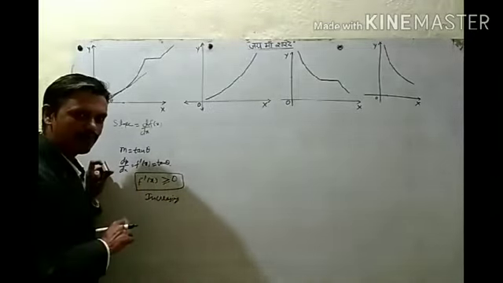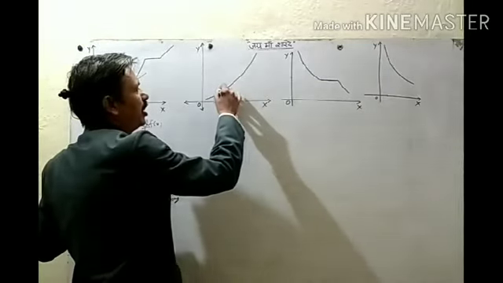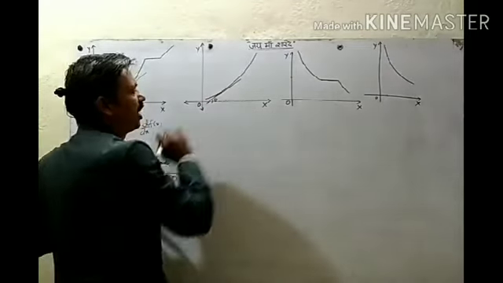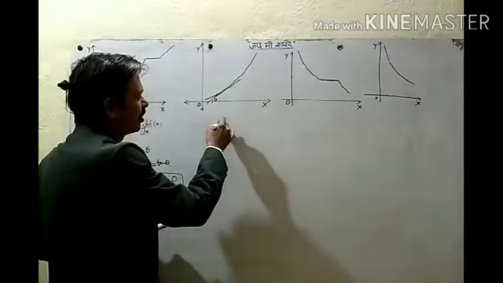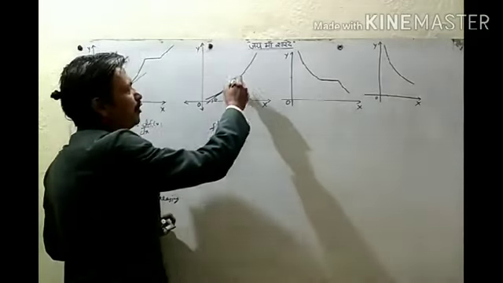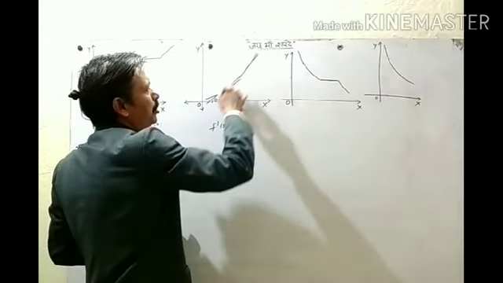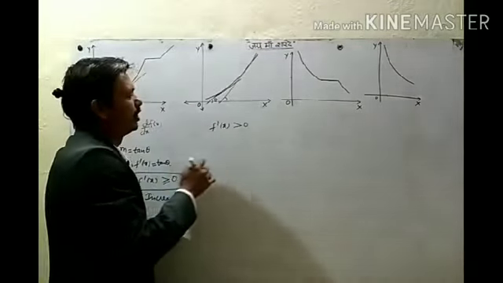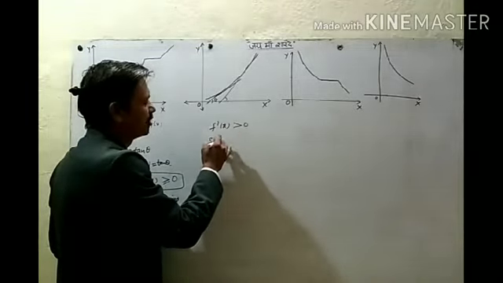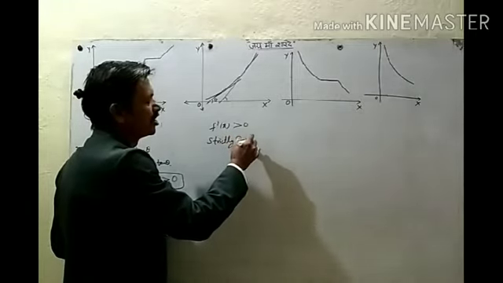Okay? In this case, if we draw a tangent at this point, again theta is acute. So f dash of x, meaning tan theta, will be more than 0, and at every point, if you draw a tangent, it will be more than 0 only. So when your derivative of f of x is more than 0, then your function will be strictly increasing.